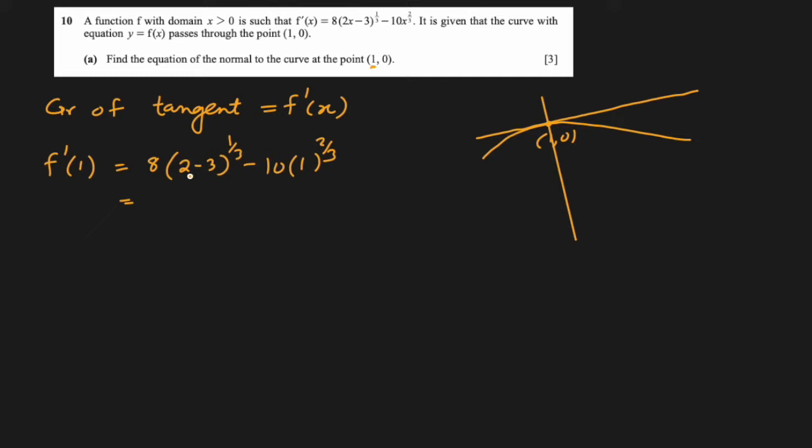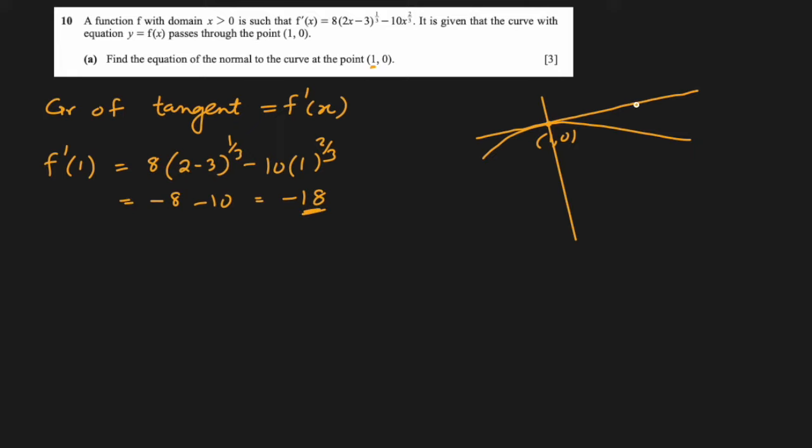This gives us the gradient of the tangent, which will be 2 minus 3 is minus 1, and power 1/3 means cube root. So the cube root of minus 1 is minus 1 again. So it becomes minus 8, this whole thing. The cube root or any power of 1 is 1. So this will become minus 10, which is minus 18, is the gradient of the tangent.